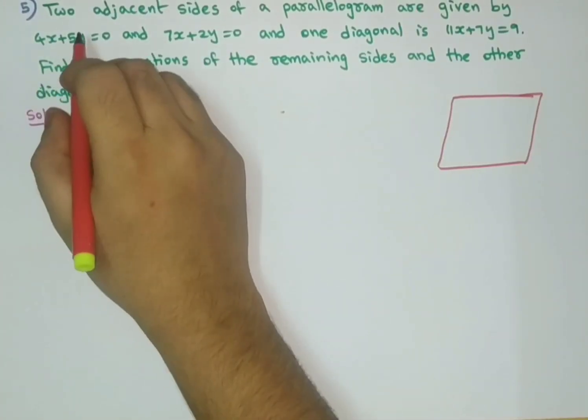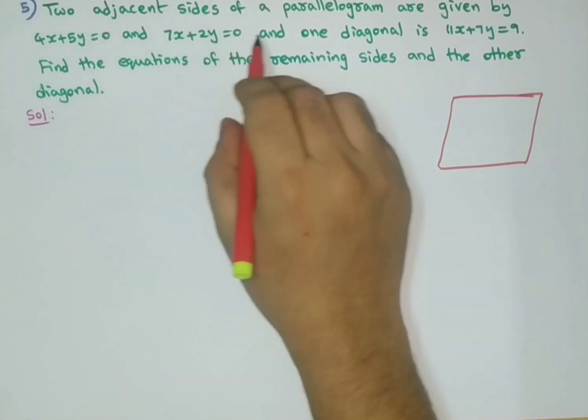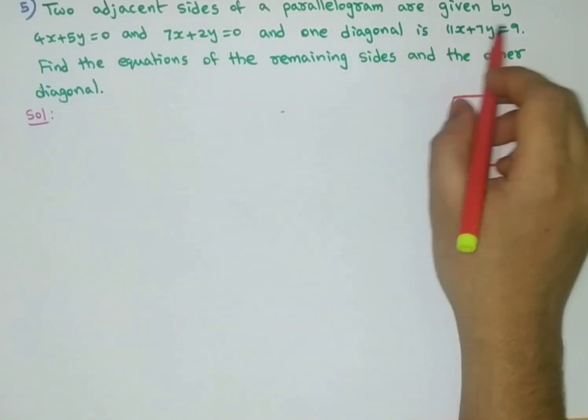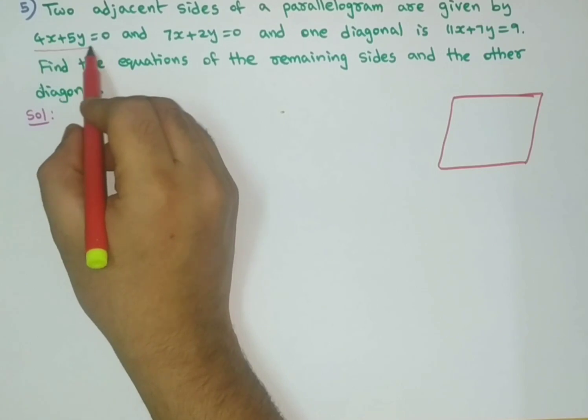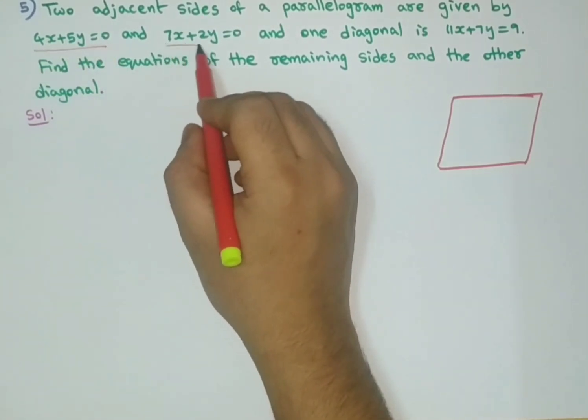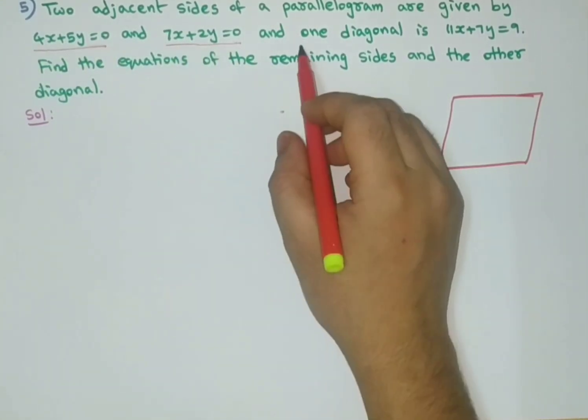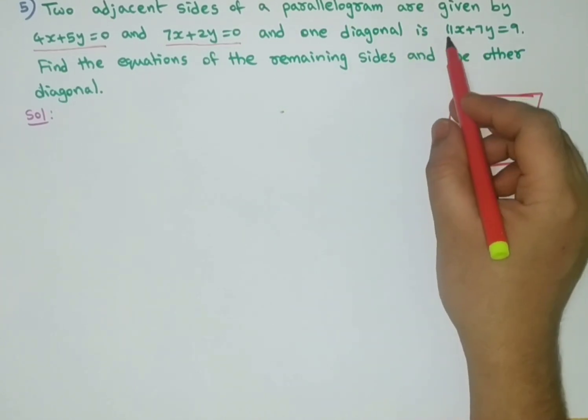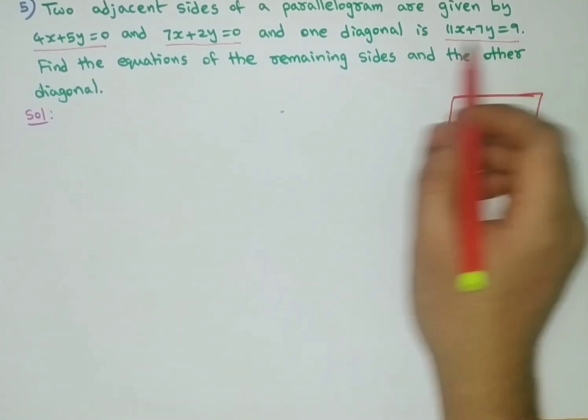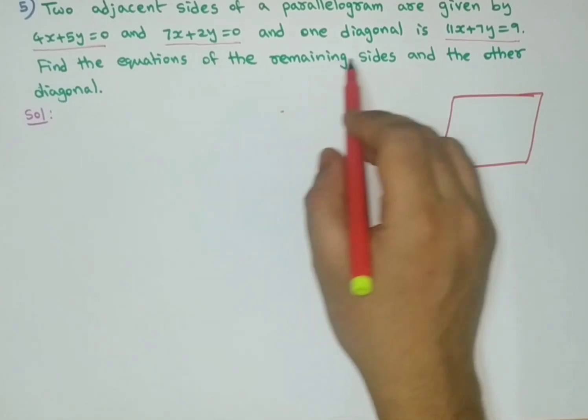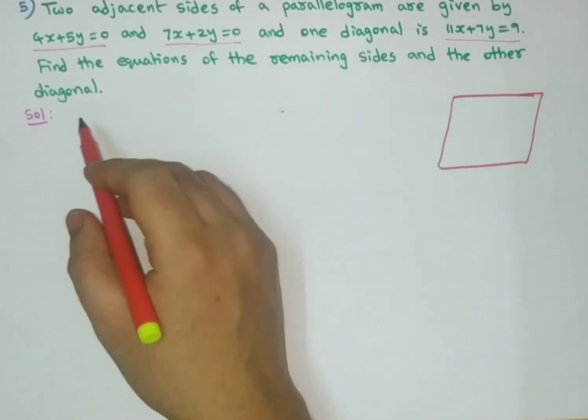Okay, now let us discuss the fifth problem. Two adjacent sides of a parallelogram are given by 4x plus 5y is equal to 0 and 7x plus 2y is equal to 0, and one diagonal is 11x plus 7y is equal to 9. Find the equations of the remaining sides and the other diagonal.